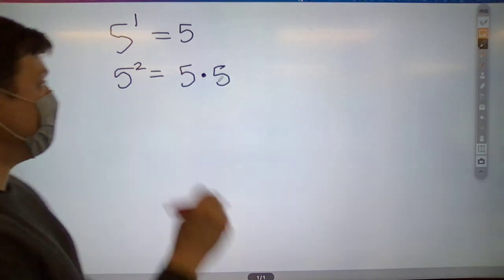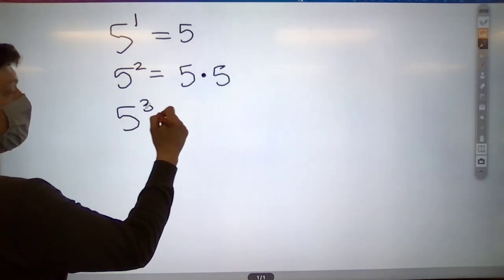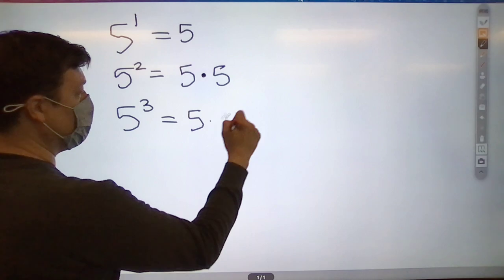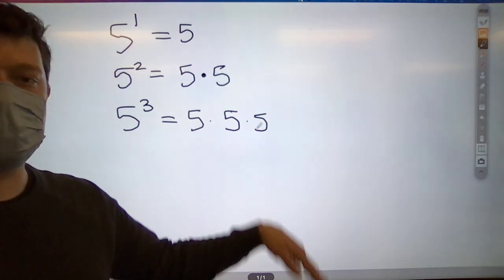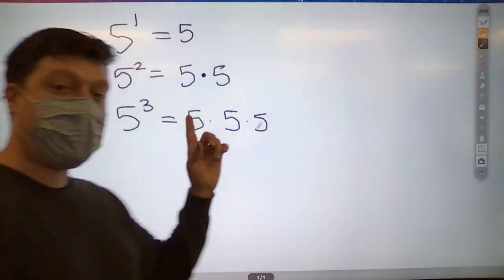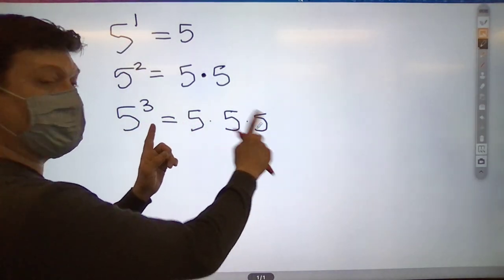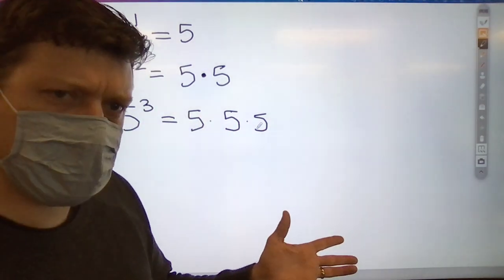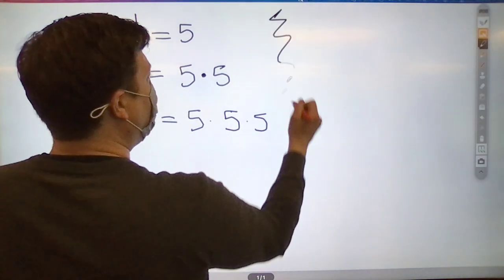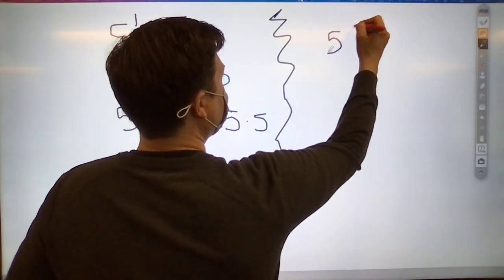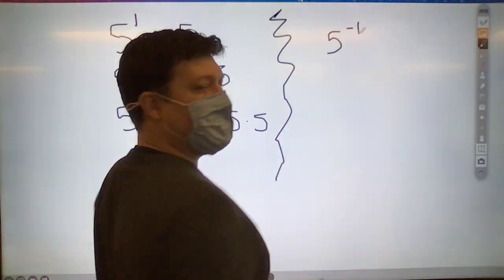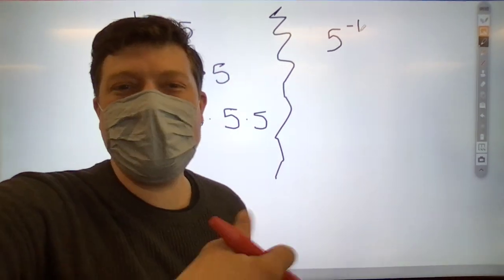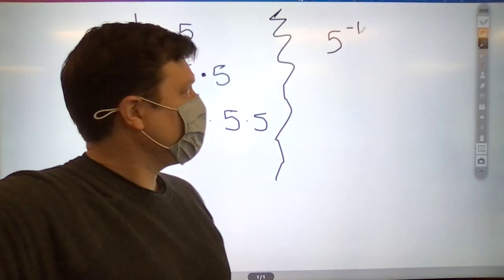So a 3, a cube. The fact that there is a 3 exponent right here means that there are 1, 2, 3 5s in a row. Little review. What about 5 to the negative 1? What does that mean? How do you have a negative exponent of anything?